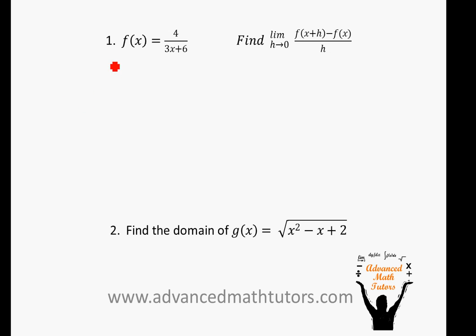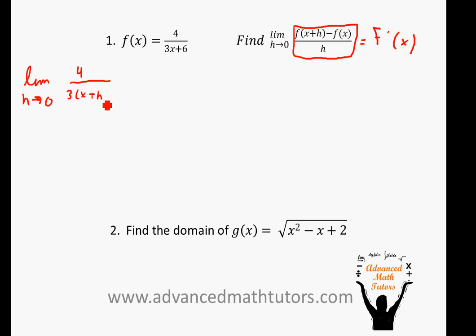Hope this helps out. So, number one says f of x is 4 over 3x plus 6, and we want to find, pretty much, the derivative. That's really what that means, but it's the difference quotient, that's this guy here, and h is going to 0. So, hopefully you should have, if you tried this, limit as h goes to 0 of 4 over 3x plus h plus 6, that's f of x plus h, minus 4 over 3x plus 6, and all that is over one big fraction bar h.